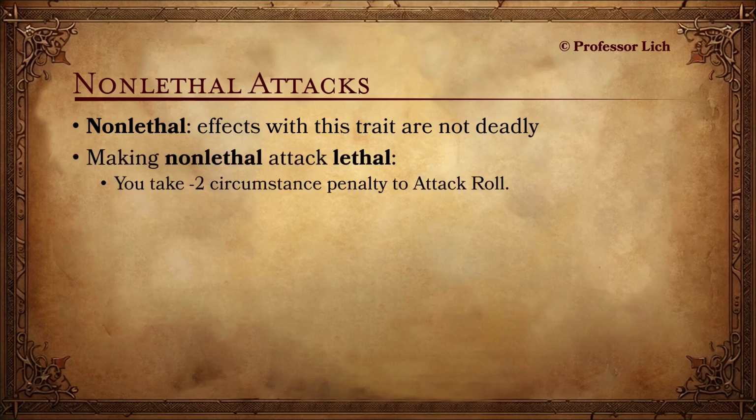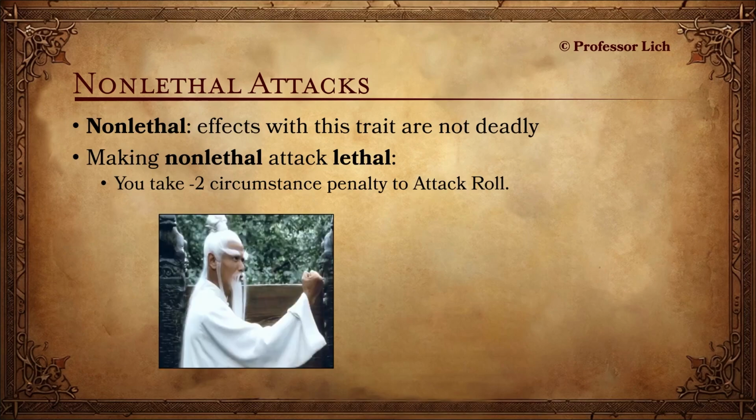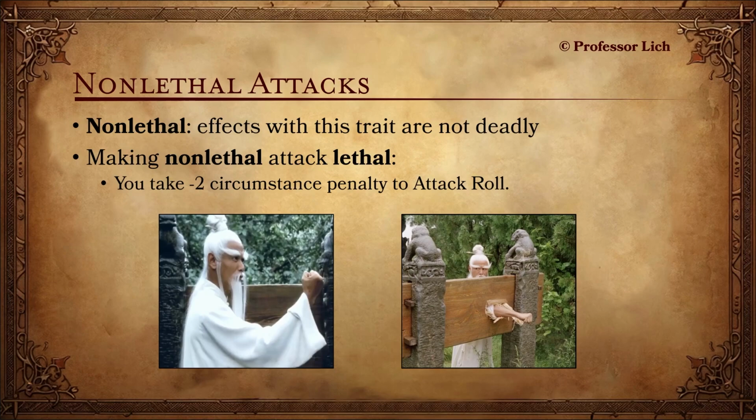The same holds true for the opposite as well. If you want to make a non-lethal attack lethal, you take the same penalty, so -2 circumstance penalty to your attack roll. Your fist, for example, is normally a non-lethal weapon, but if for whatever reason you want to administer some lethal fisting, you can do so by applying a -2 circumstance penalty to your attack roll. And on that note, we will wrap up for today. Next lecture covers immunities, weaknesses, and resistances in a bit more detail, as well as different damage types.